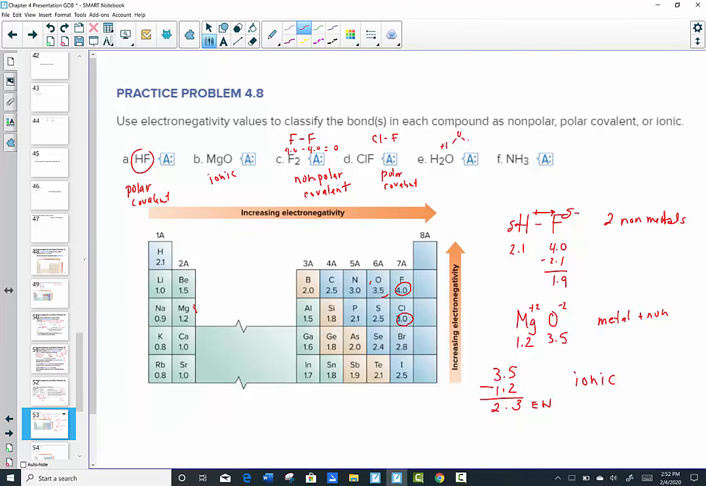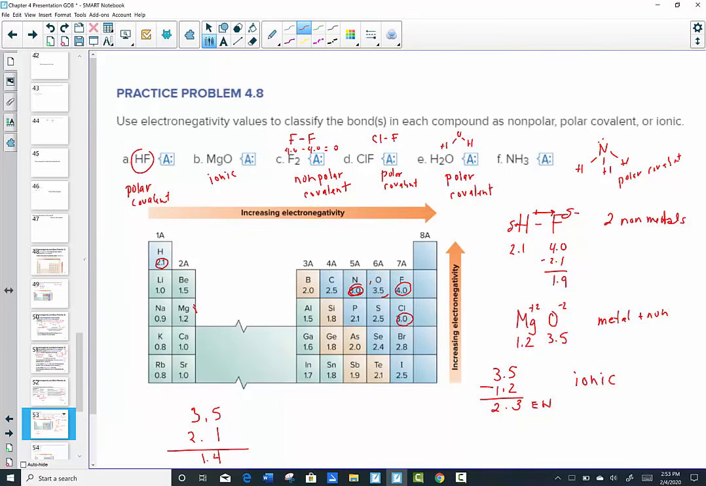Water is attached as HOH. So the bond there is a hydrogen to an oxygen. Oxygen with its value of 3.5, hydrogen with its value of 2.1, we get 1.4. That is a polar covalent bond. Two nonmetals, we knew it would be covalent. And here's ammonia, we've drawn several times. So it's an NH bond. Nitrogen to hydrogen, 3.0 minus 2.1. This comes out to be polar covalent.